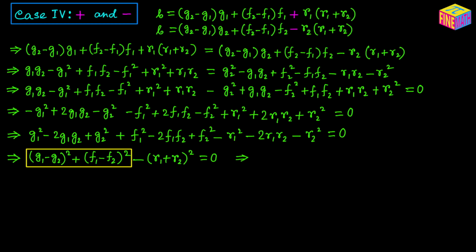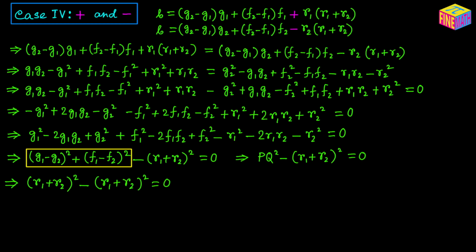Here again, the first two terms on the left hand side represent PQ squared, so our equation can be written like this. Then I am going to replace PQ with R sub 1 plus R sub 2, so our equation can be written like this. And now if you carefully look at it, this actually makes sense. R sub 1 plus R sub 2 whole squared minus R sub 1 plus R sub 2 whole squared is equal to 0. That seems to be perfectly valid.